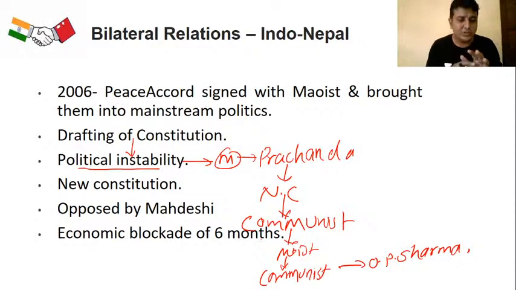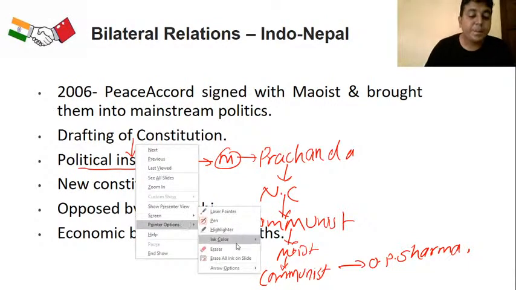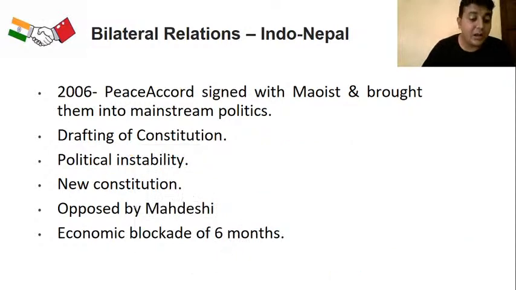So don't you think so? It is a period of political instability because within a short interval of time the government keeps changing, and with the change of government there is a change in the attitude of the government towards any particular country and towards policy making. That was a period of instability. So finally they drafted the constitution, completed the task, and the new constitution was enacted.